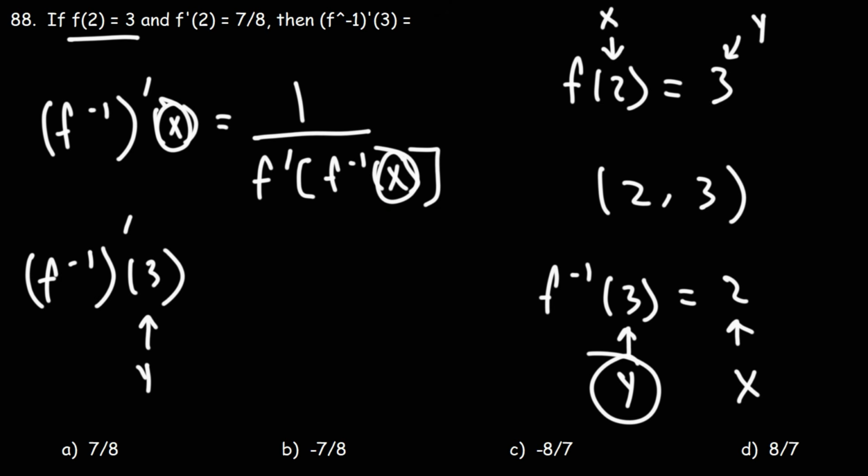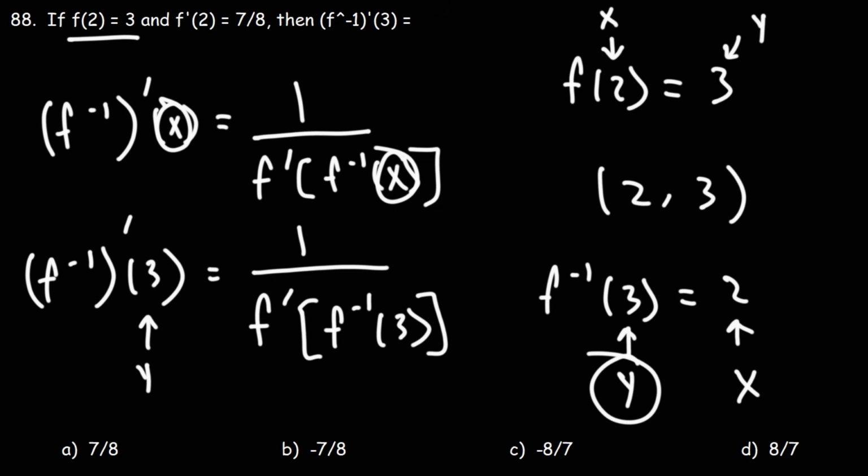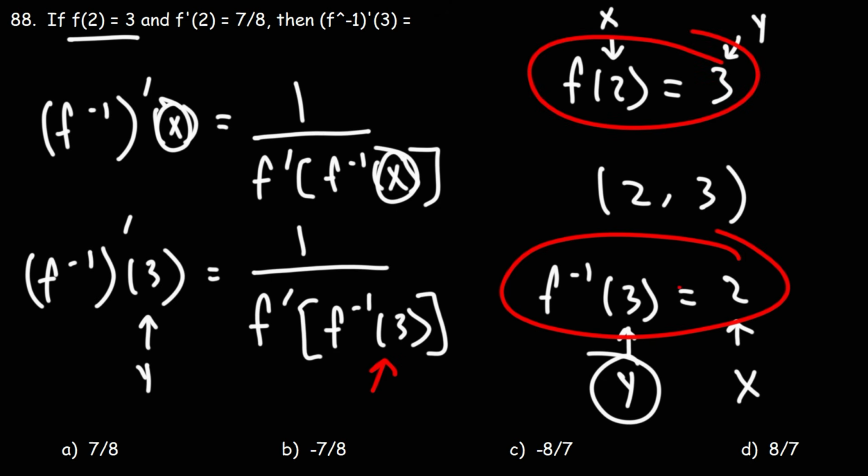So the derivative of the inverse at an input of 3 is going to be 1 over f prime. And right now, I'm just going to replace this with 3, and I'm going to replace that with 3. So it's f prime of the inverse of an input of 3. Now, what is the inverse of f of 3? We can see that it's 2. If f of 2 is 3, the inverse of 3 is going to be 2.